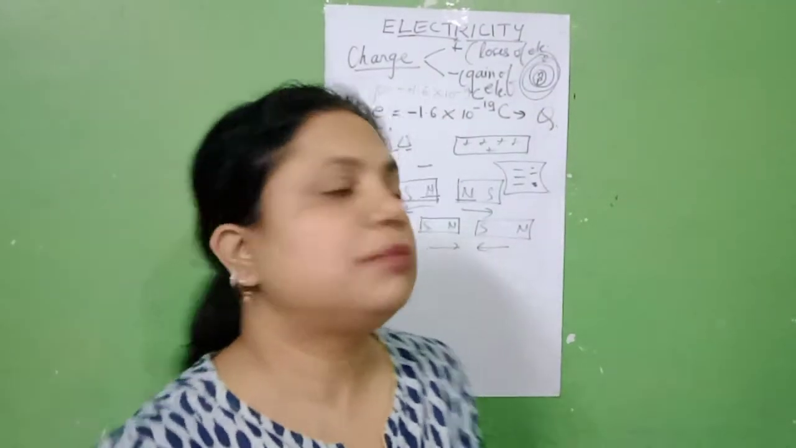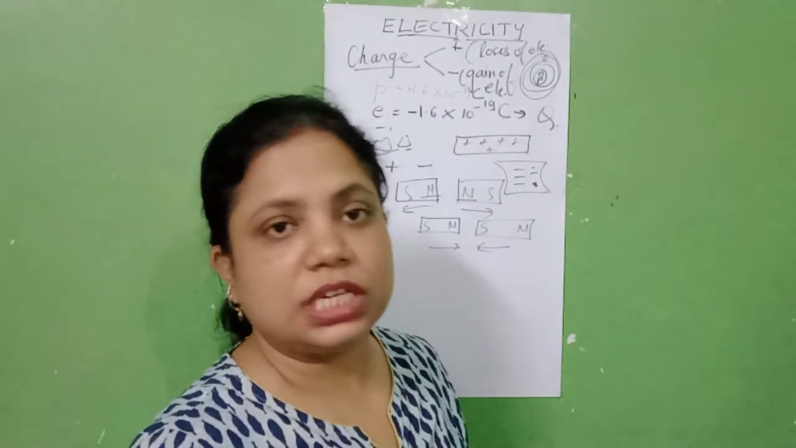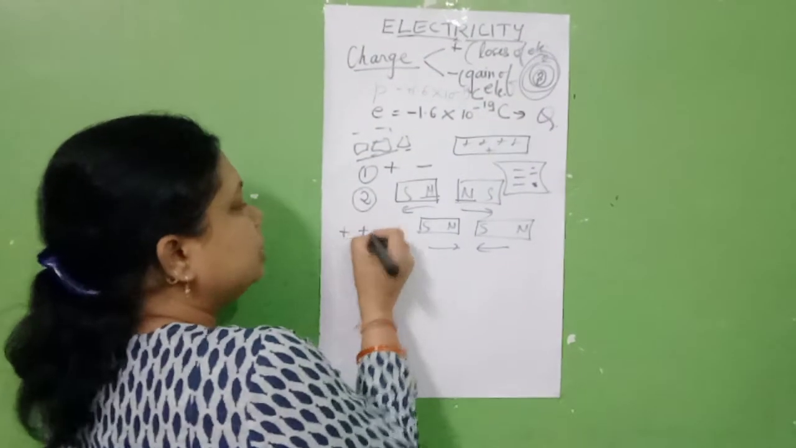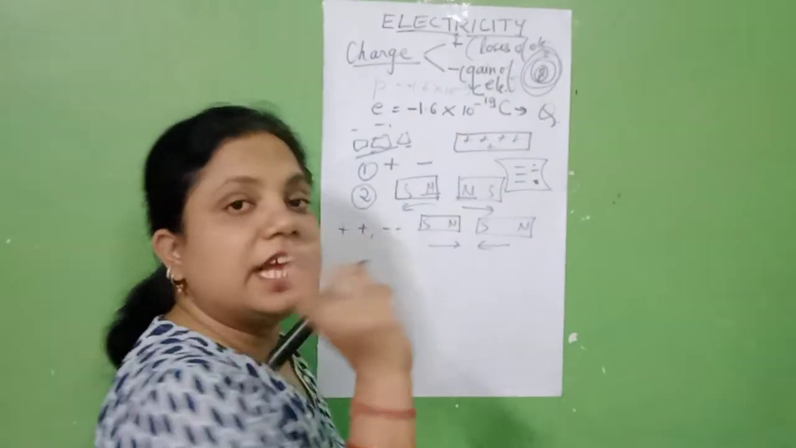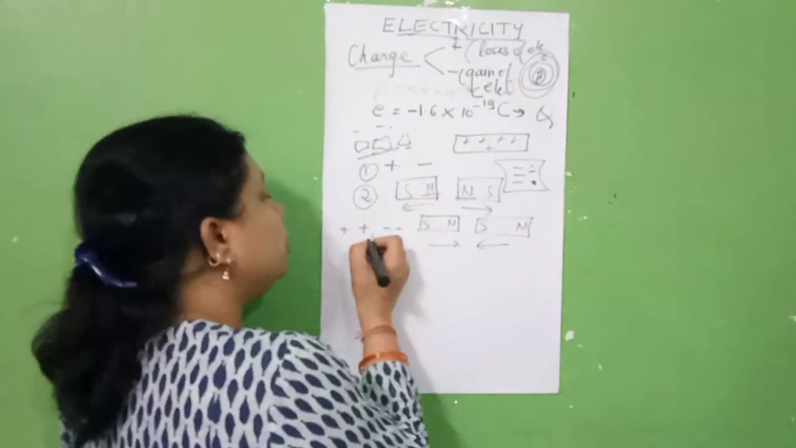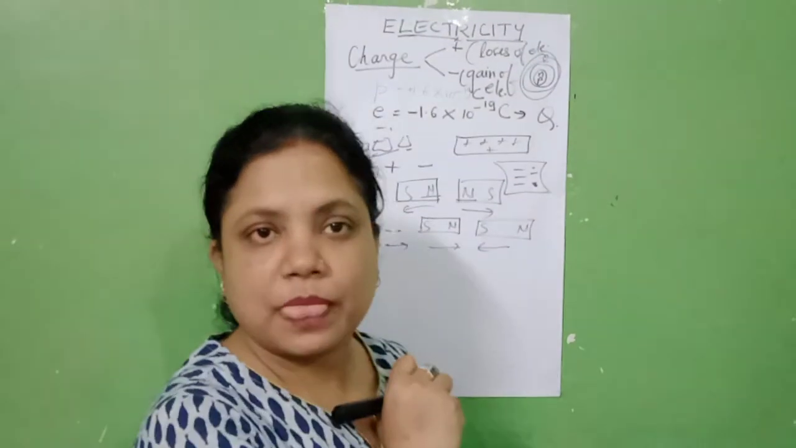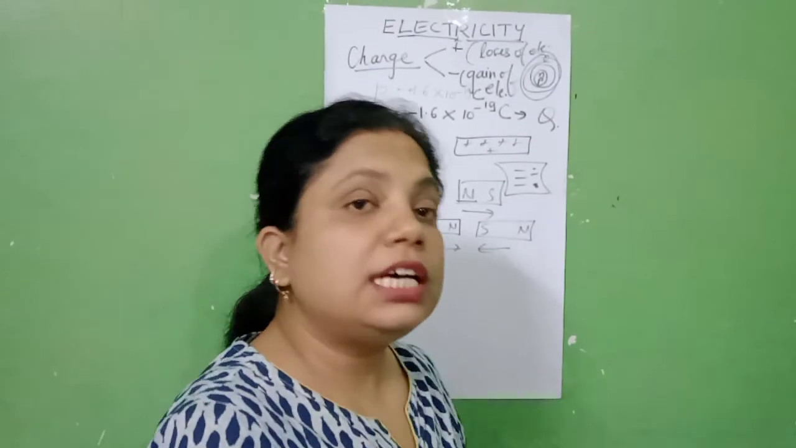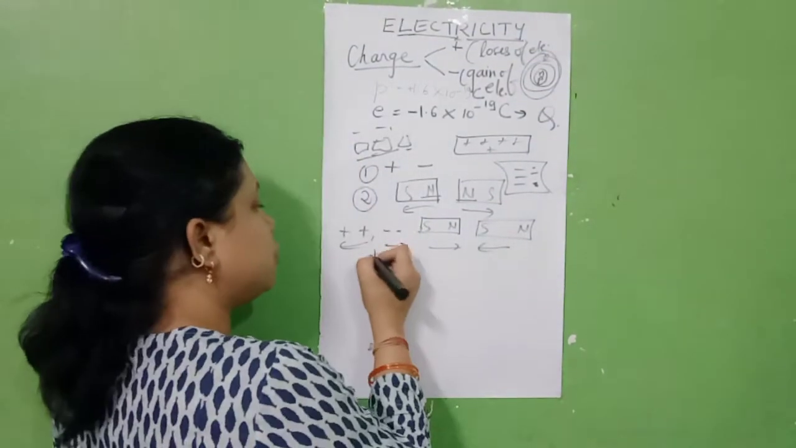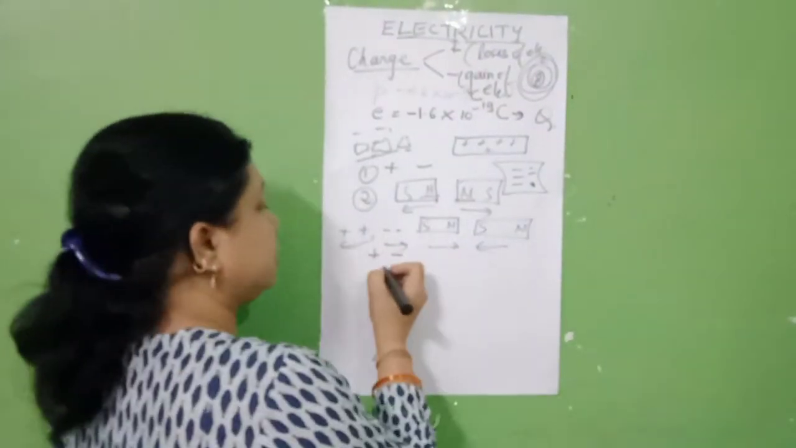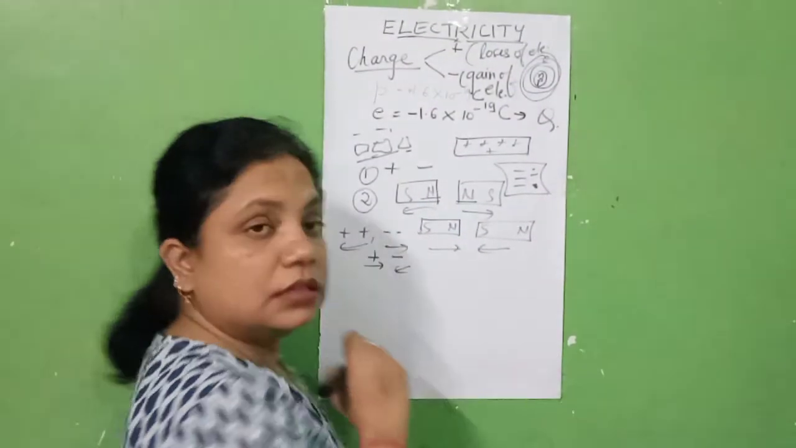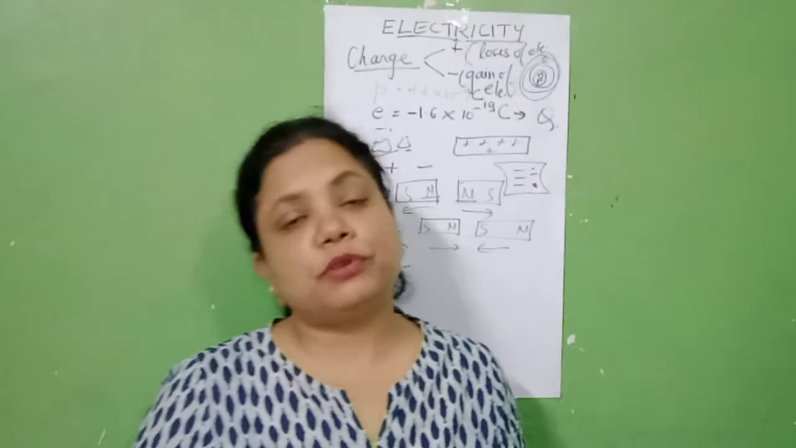The same thing applies to charge also, students. If a positive charge or a negative charge is there, like charges have a tendency to repel. If they have opposite charges, positive and negative, they have a property to attract each other. Clear? So it is the second property.